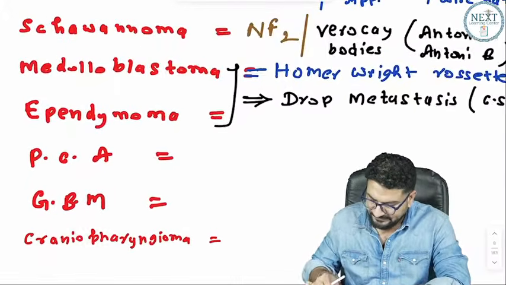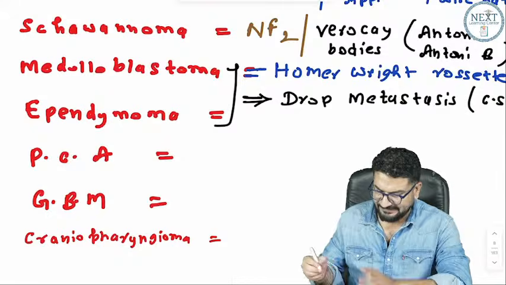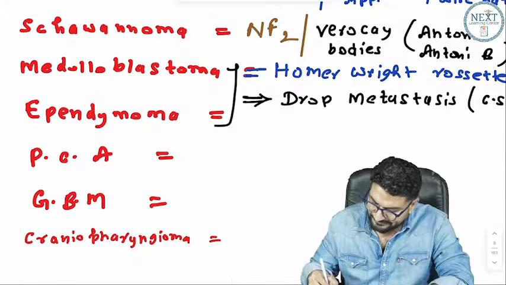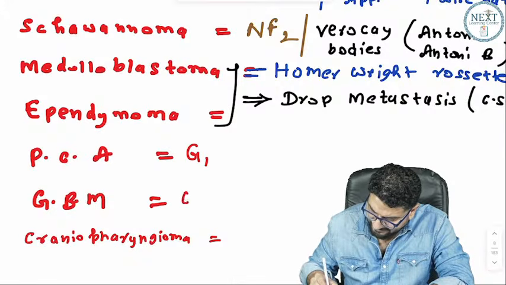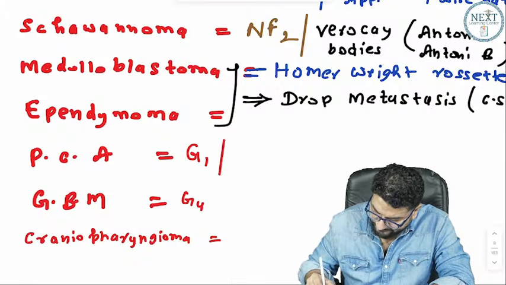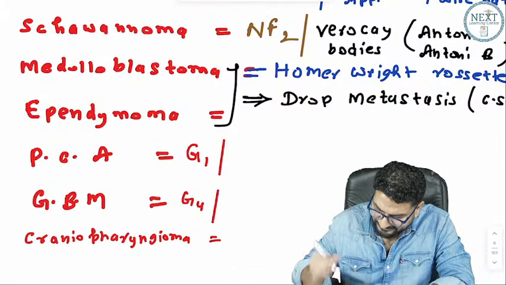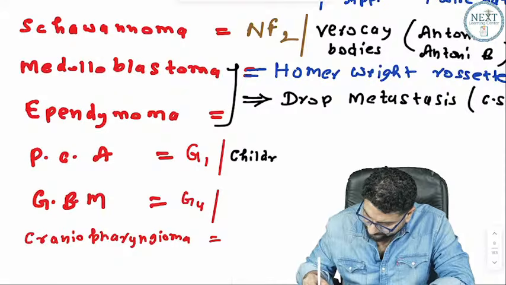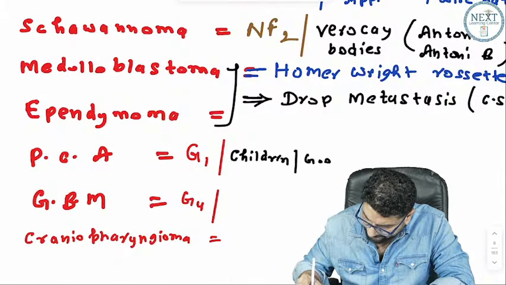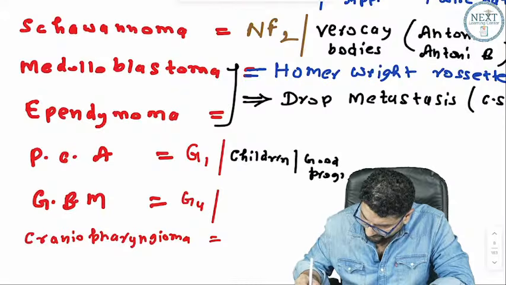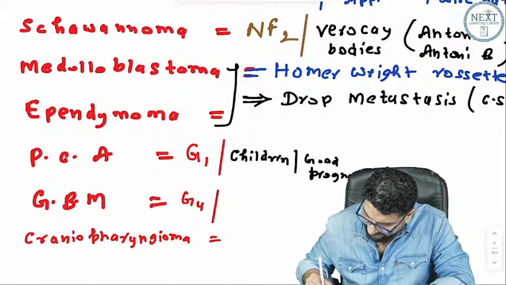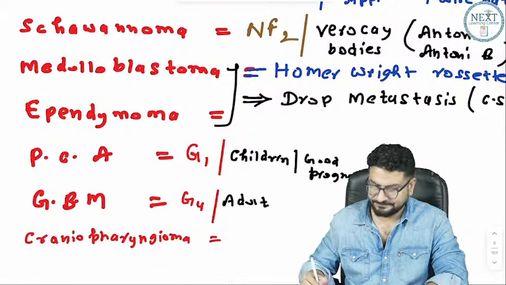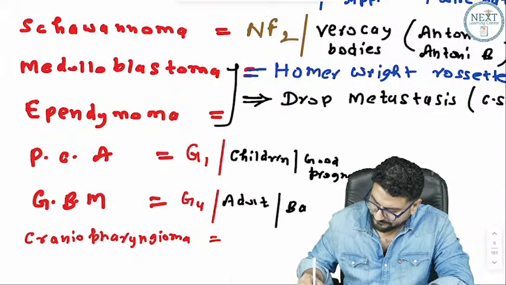Now coming to PCA, pilocytic astrocytoma. PCA and GBM, understand this thing. These are types of astrocytoma. So PCA is called grade 1 and GBM is called grade 4. Now the difference between these two is, PCA is something that we see in children and it will have good prognosis. And GBM is something that we see in adults. So mostly you will see the person will be above 45, and this will have bad prognosis.